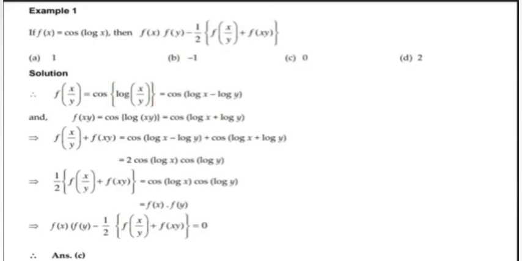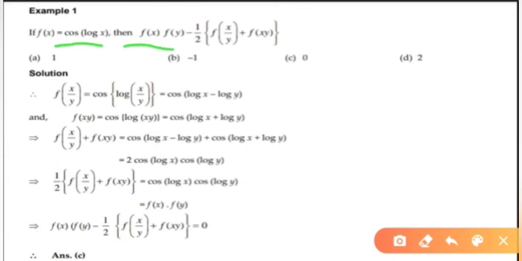Here in this example, if f of x equals cos log x, then we have to show that f of x into f of y minus 1 by 2 into f of x by y plus f of xy is the question. Then 4 options have been given. A is 1, B is minus 1, C is 0, D is 2, right? They are giving this function f of x equals cos log x, and the expression is f of x into f of y minus 1 by 2 times f of x by y plus f of x into y. Let us see its solution in the solution part.